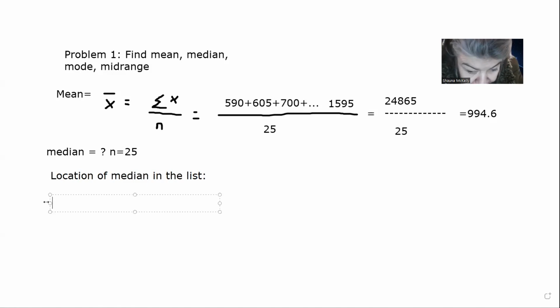I'm going to say that my location L is equal to (n plus 1) divided by 2. Okay. Now you take your data, and here's the thing. If you have an odd number of data points, let me just show you. I'll come back to that in a minute.